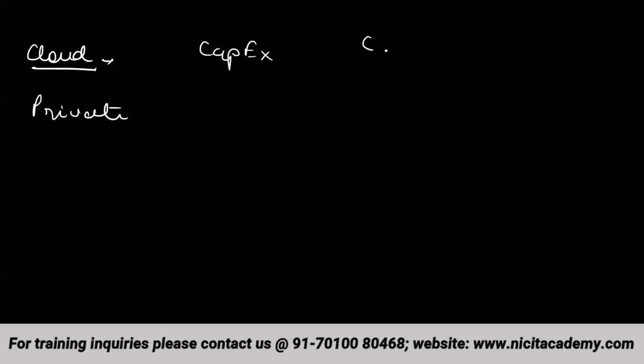All right. So when you talk about cloud, there are generally three types of cost. When you talk about public and private, there are generally two types of cost. One is the capex and the other is the opex. So when you create a private cloud, there is going to be a capex. There is going to be an opex also. These two are going to be there.